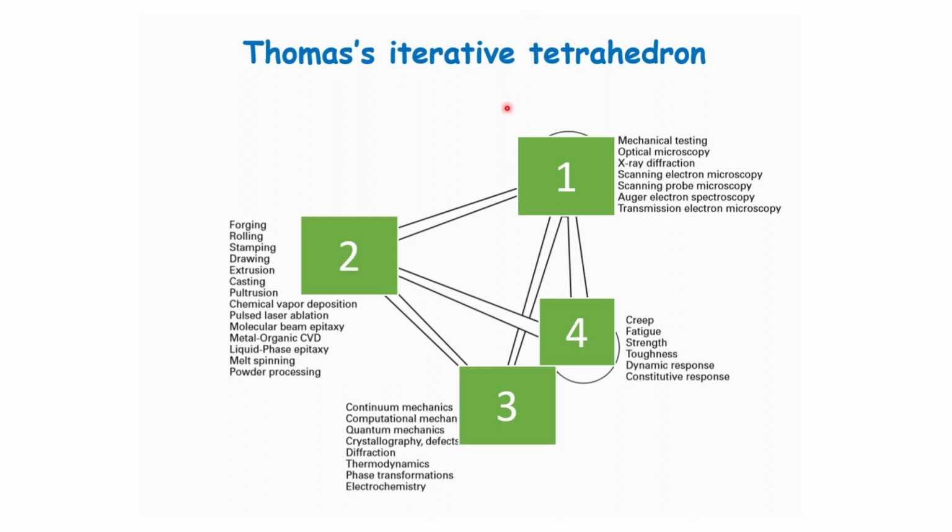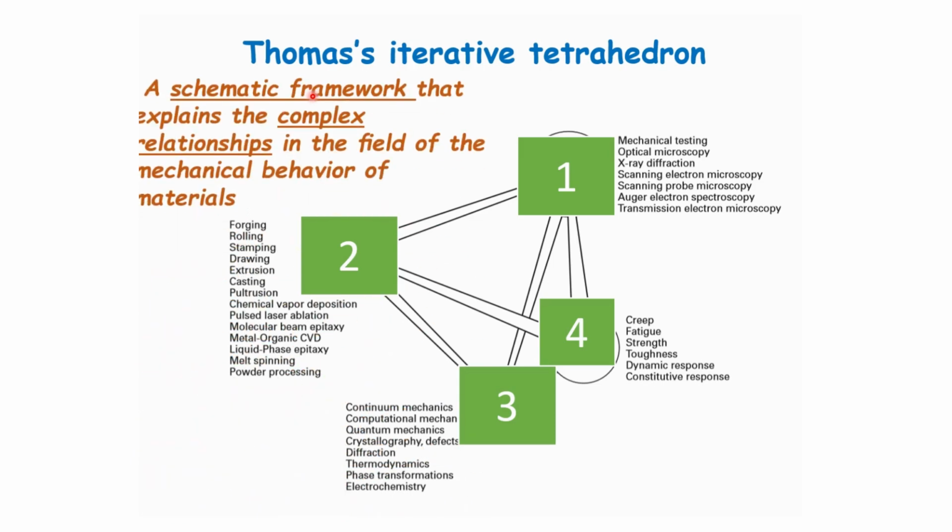In this video, I'm going to talk about Thomas's iterative tetrahedron. So what is Thomas's iterative tetrahedron? Basically, we can define it as a schematic framework that explains the complex relationships in the field of mechanical behavior of materials.